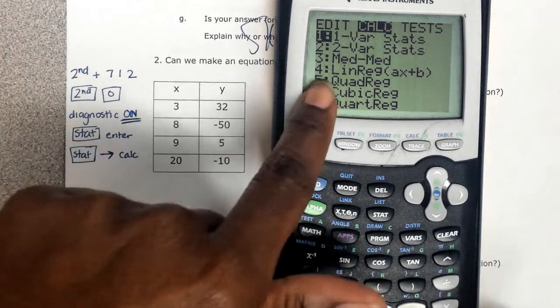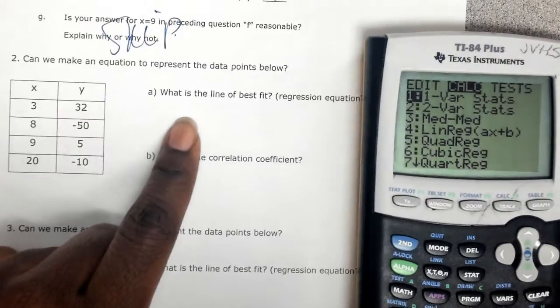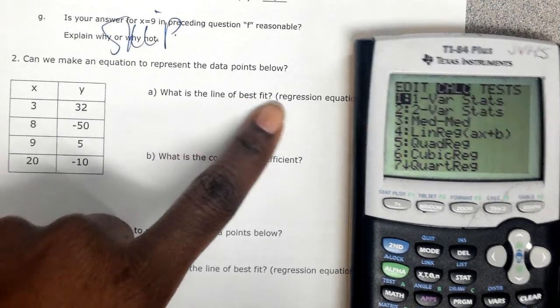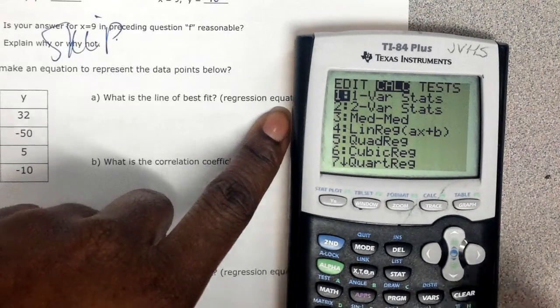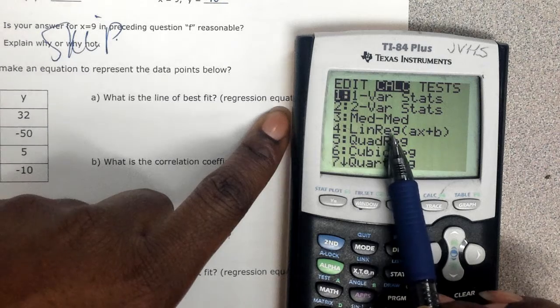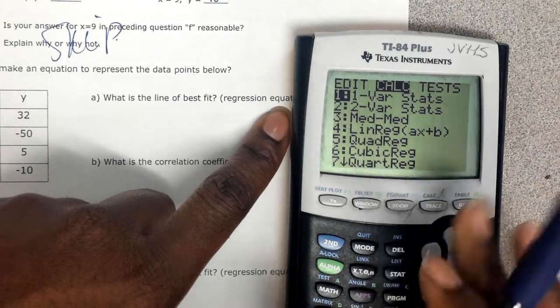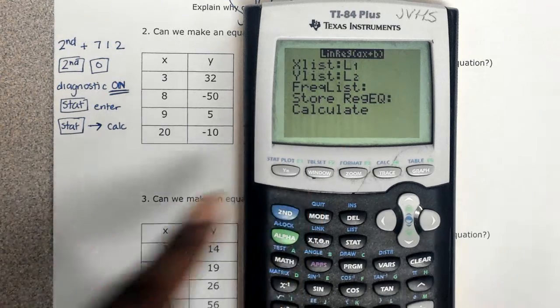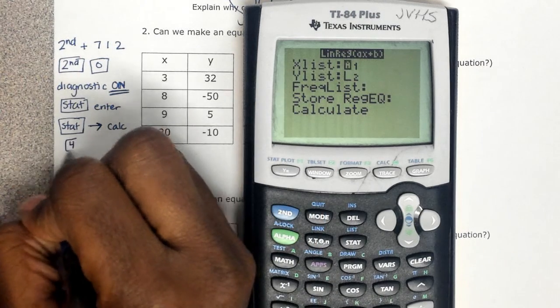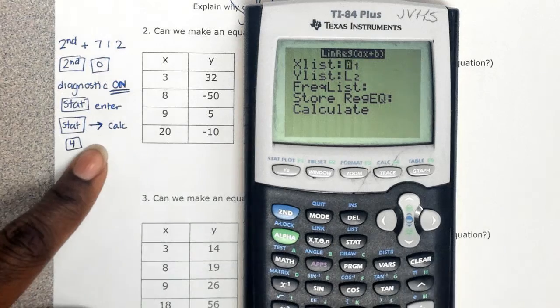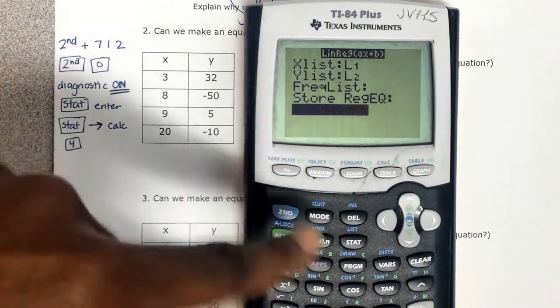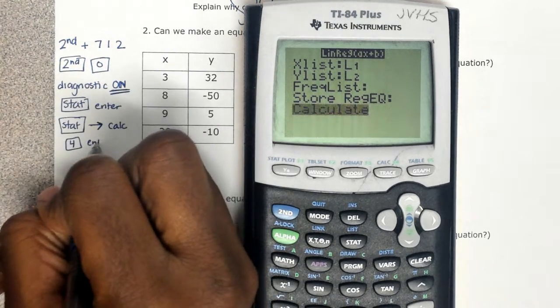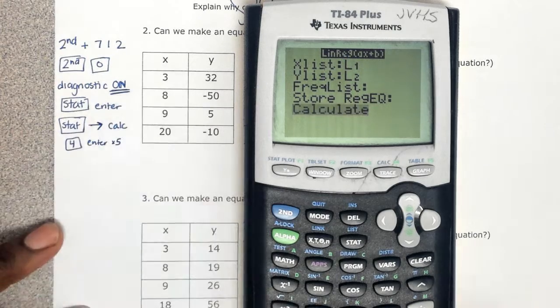Then go down to number 4. Notice we're answering this one. What is the line of best fit? The regression equation. Linear regression. That's number 4. So now I'm just going to press 4. When you press 4, then you have to press enter a whole bunch of times to just bypass all of that stuff. So press enter about 5 times.